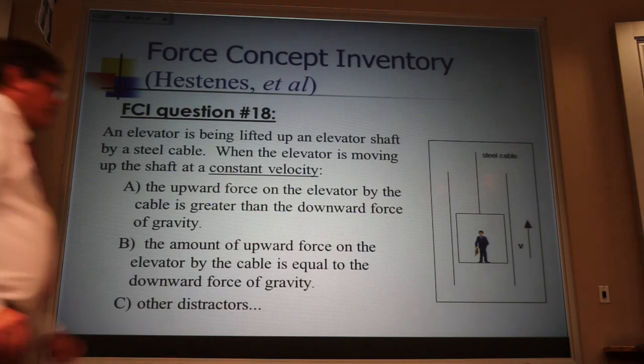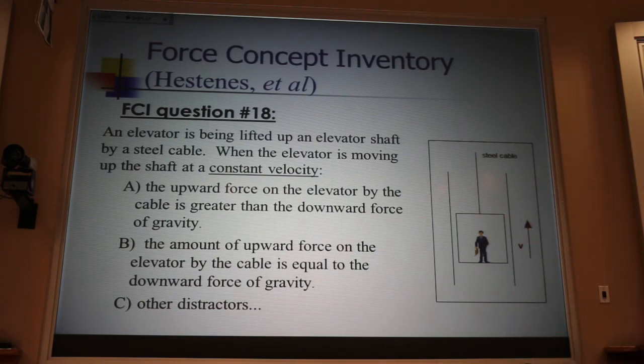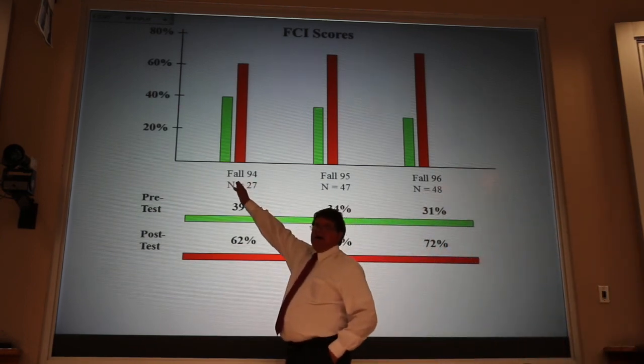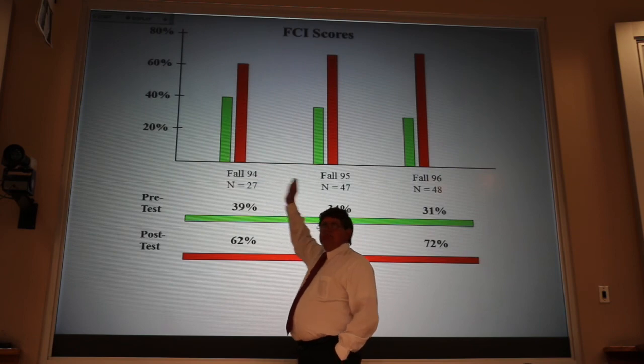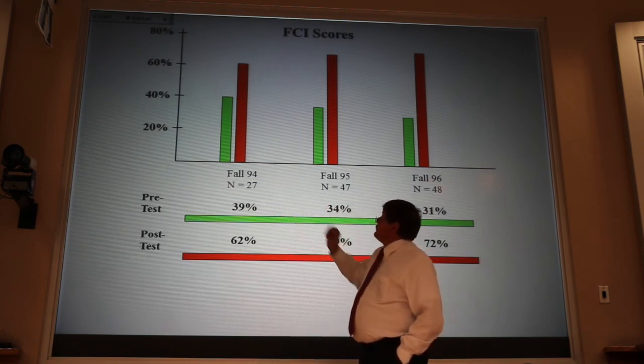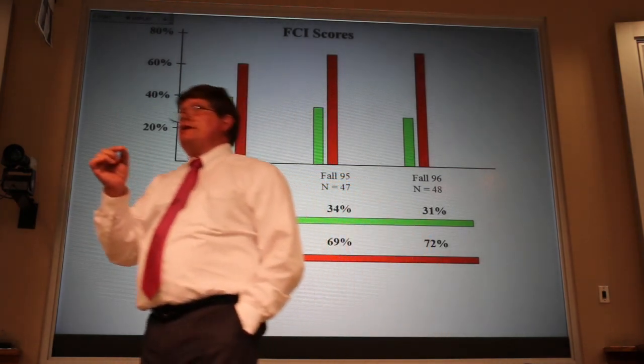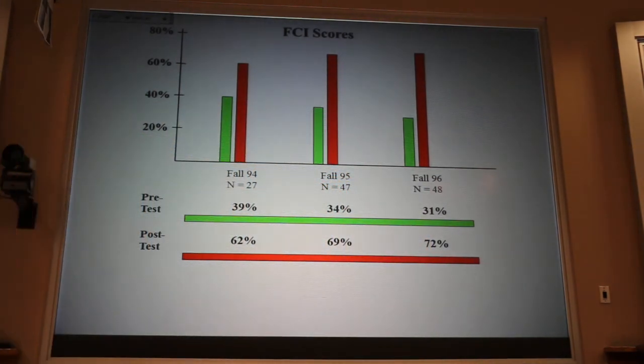Now, what they found across the nation was that lecture classes like this one have absolutely no impact on your score on this exam. Students at the beginning of the class and the end of the class have almost identical scores. We gave this test on the first day of class and the last day of class many years in a row. And as you can see, we made an improvement. We have some of the highest gains recorded in the nation on this exam.